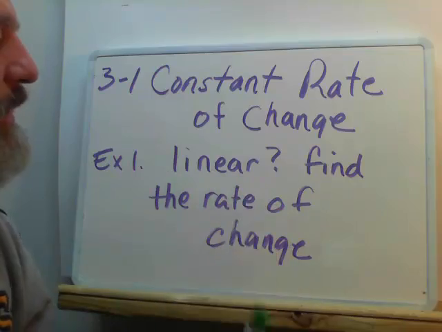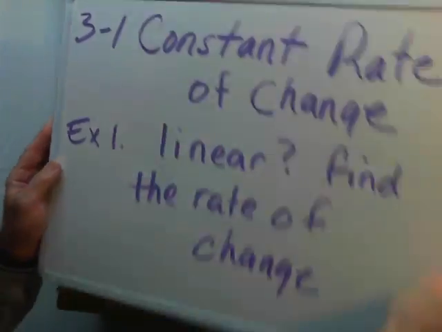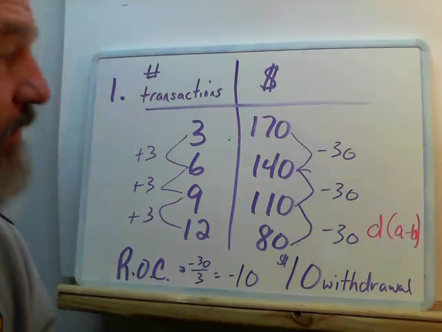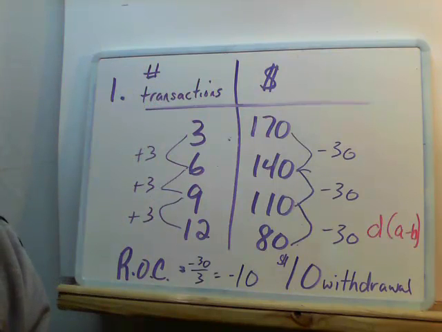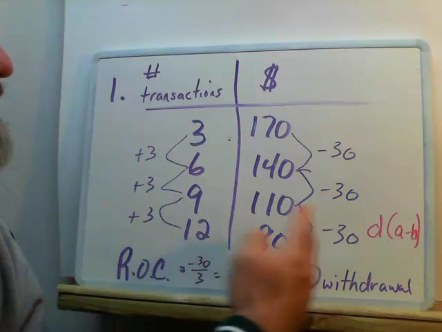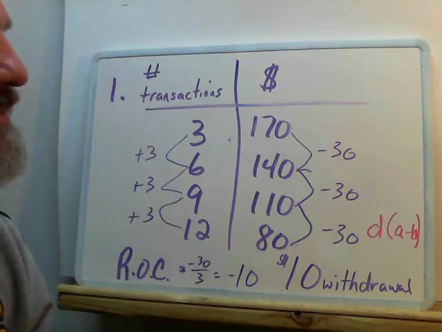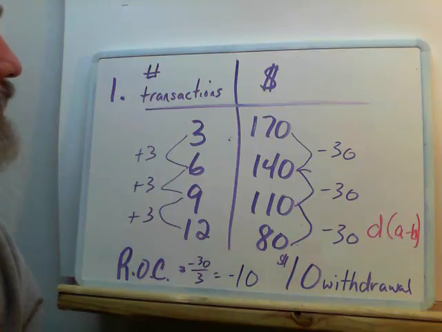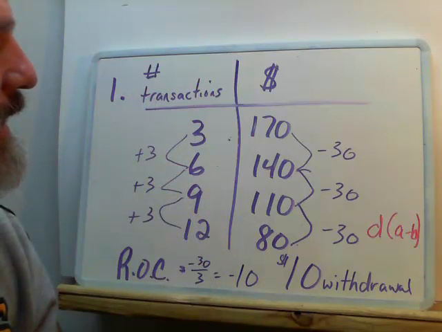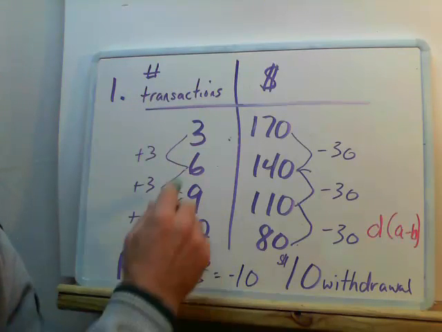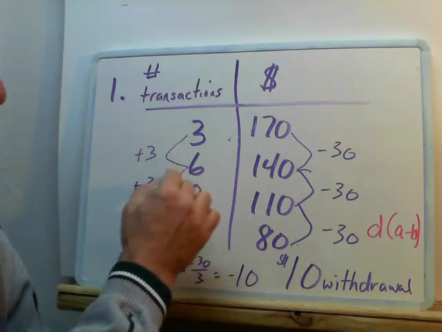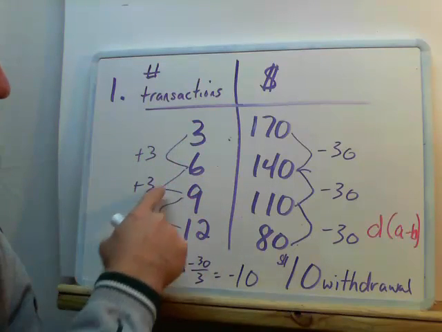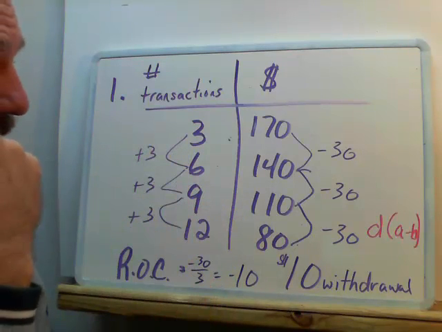And the way we determine whether or not the relationship is linear is to check for a constant rate of change. If the rate of change throughout the entire problem remains the same, then we have a linear function. Okay? So in this problem we have a number of transactions on the left and dollars on the right. So we go through and we check the rate of change for each individual one. In this case it's rising by 3 in each cell.